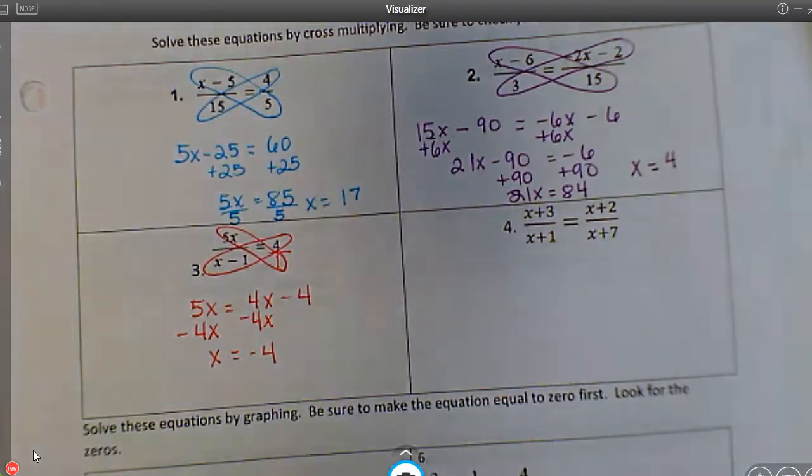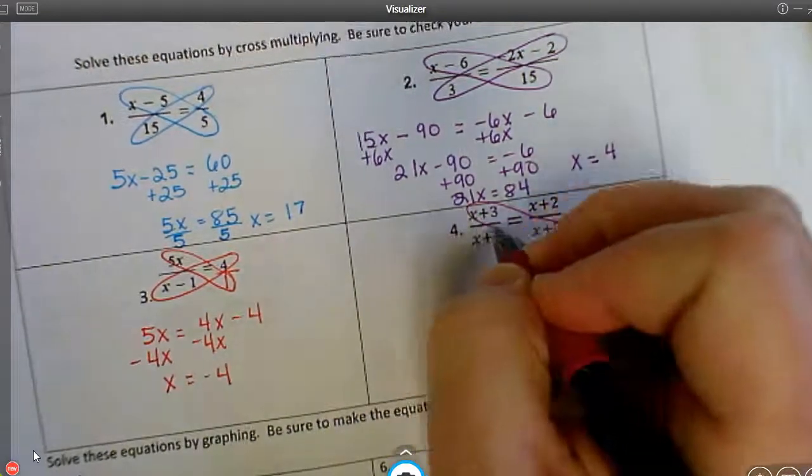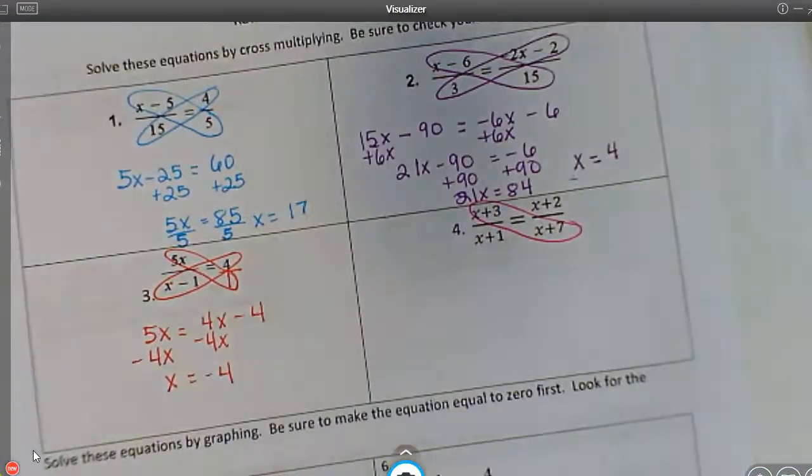Now, number 4 is just a tad bit different, and the reason is because there's a little bit of multiplying that you have to do to solve it. So let me show you what I mean. So here I want to multiply x plus 3 times x plus 7. Now, the hard part here is that x has to multiply by the x and the 7. 3 has to multiply by the x and the 7. You're going to get 4 things when you multiply this.